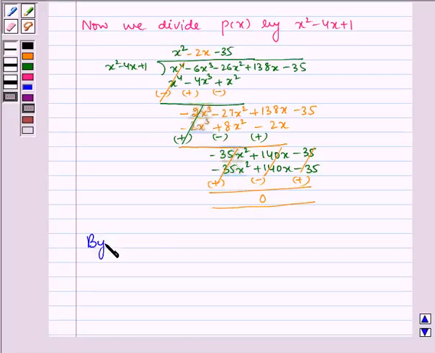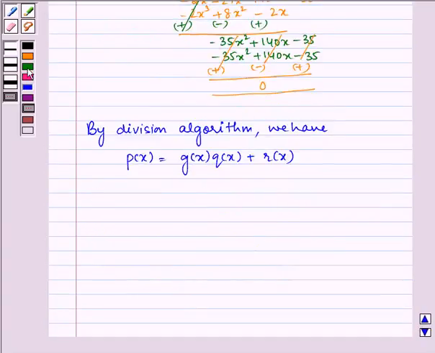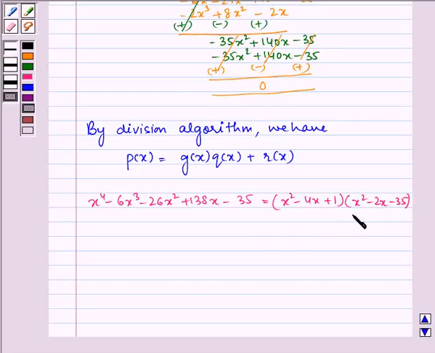Now, by the division algorithm, we have p of x equal to g of x into q of x plus r of x. Therefore, x^4 minus 6x^3 minus 26x^2 plus 138x minus 35 is equal to x^2 minus 4x plus 1 into x^2 minus 2x minus 35 plus 0.